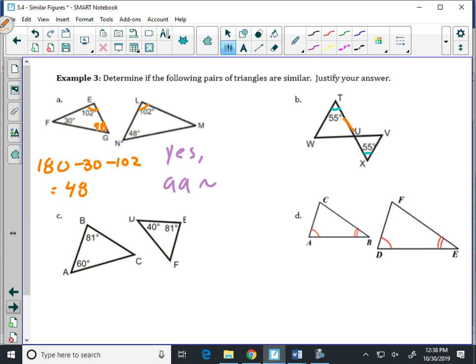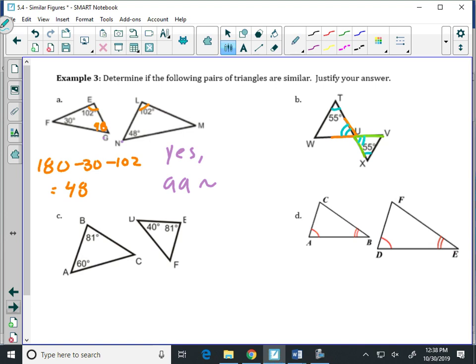This angle right here, TUW, and XUV, aren't those angles the same? Why are they the same? What type of angles are those? What do we call them? Vertical. Yeah, we have vertical angles. And we know vertical angles are always congruent. We don't need to know the exact measure of the angles. We just need to know that they're the same.